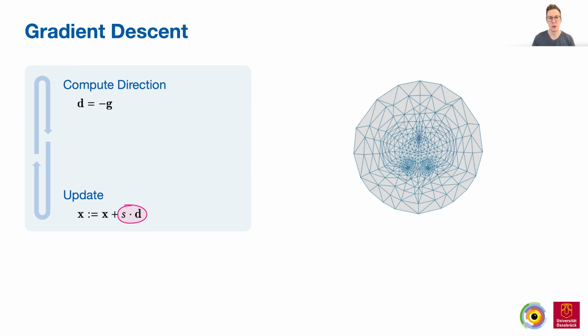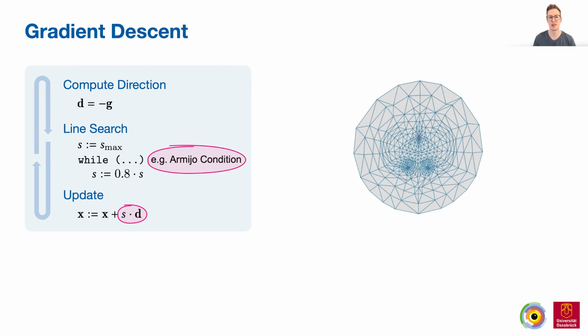To prevent this, we need to scale our update by some factor s, and this factor is often found via a backtracking line search. Starting from an initial step size, we will repeatedly shrink it until we can guarantee a sufficient decrease in the objective. There are well-founded criteria for this decision, and a popular one is the so-called Armijo condition.